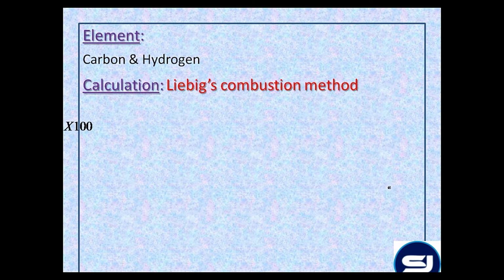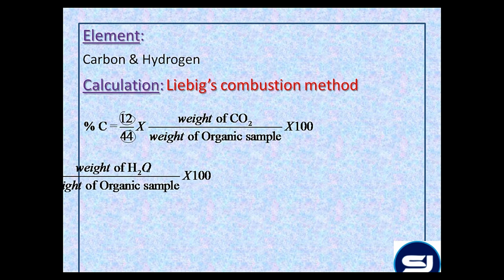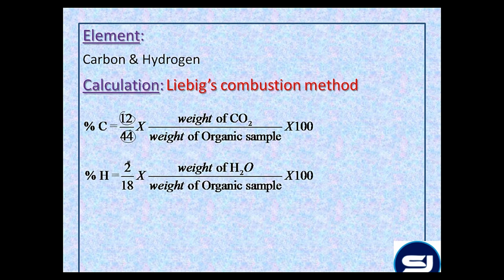So summarizing, the calculation for percentage of carbon is 12 by 44, which can be remembered as 12 gram of carbon in 44 gram of CO2 into the weight of CO2 upon weight of organic sample into 100. Similarly, the percentage of hydrogen could be remembered as 2 grams of hydrogen in 18 gram of water into the weight of water upon weight of organic sample into 100.